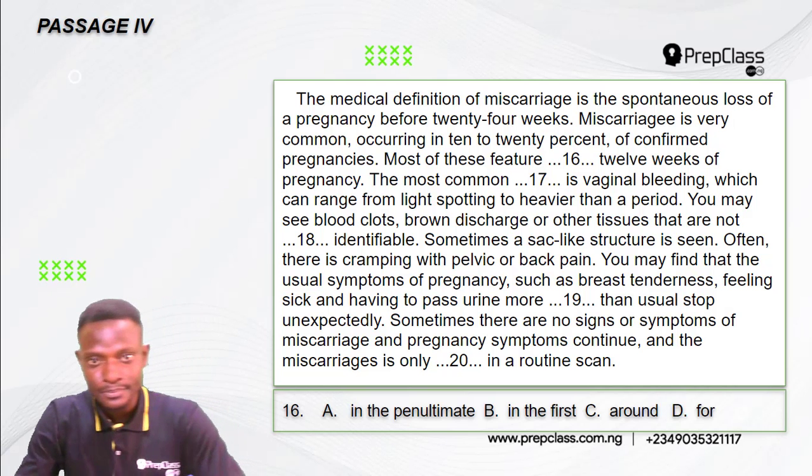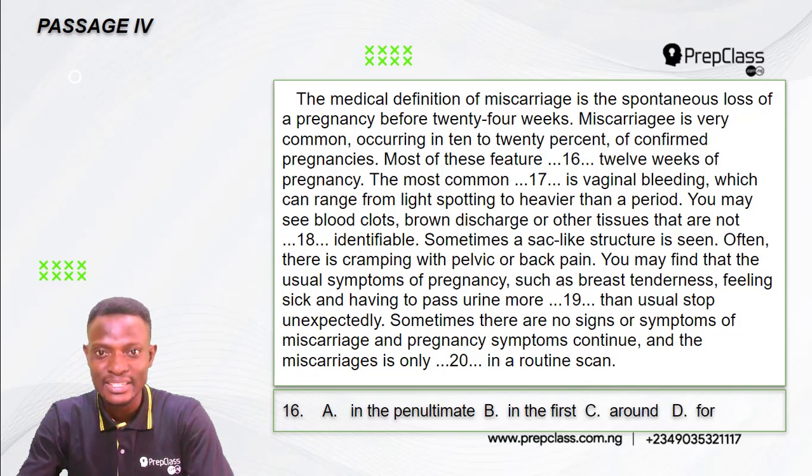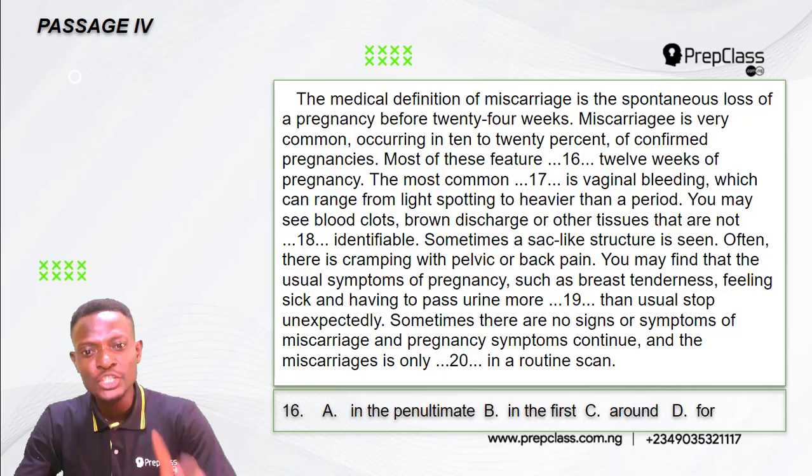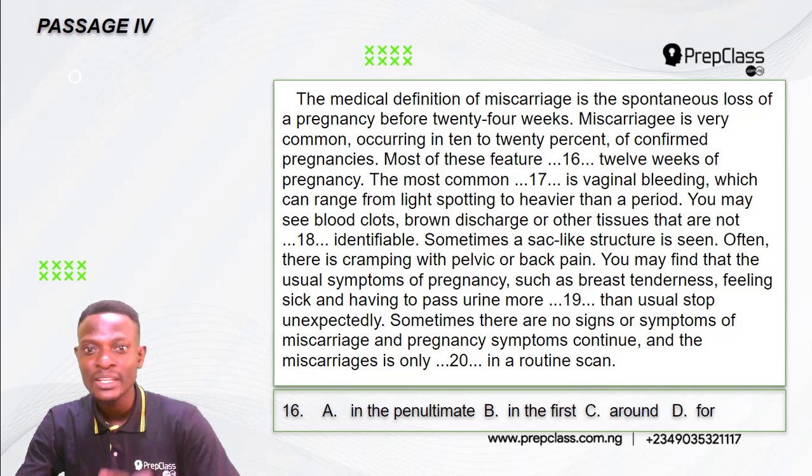So let's begin. The medical definition of miscarriage is the spontaneous loss of a pregnancy before 24 weeks. Miscarriage is very common, occurring in 10 to 20% of confirmed pregnancies. Most of these feature blank 12 weeks of pregnancy. A. Most of these feature in the penultimate 12 weeks of pregnancy. B. Most of these feature in the first 12 weeks of pregnancy. C. Most of these feature around 12 weeks of pregnancy. D. Most of these feature for 12 weeks of pregnancy.